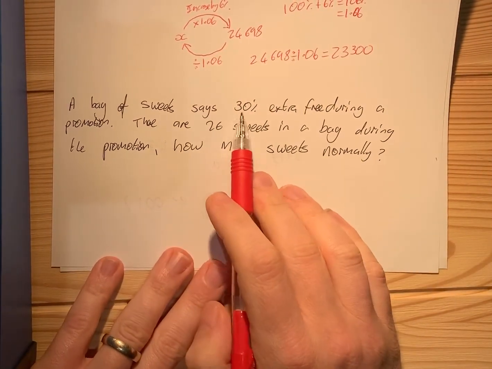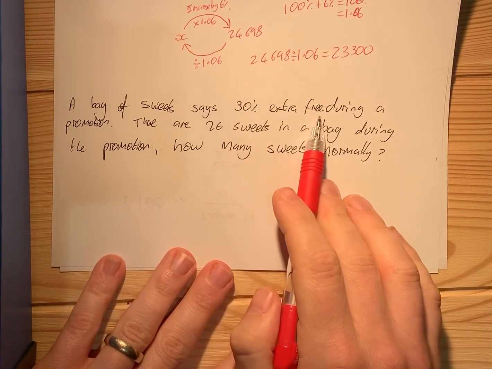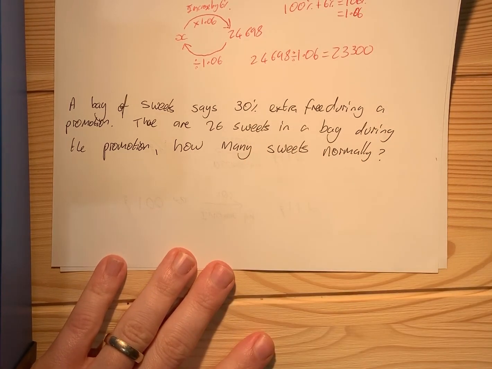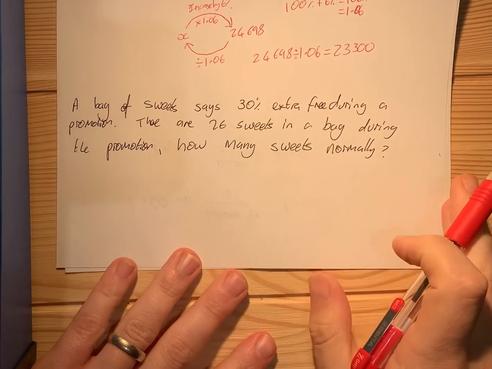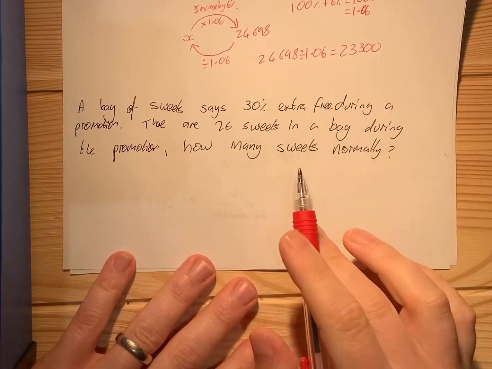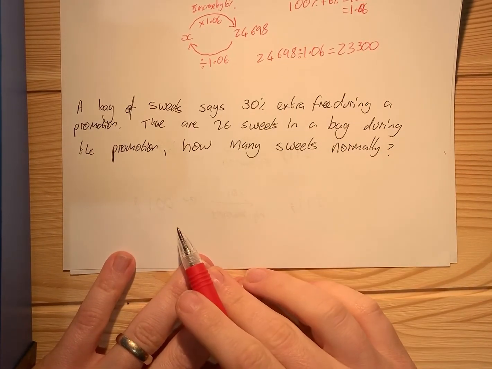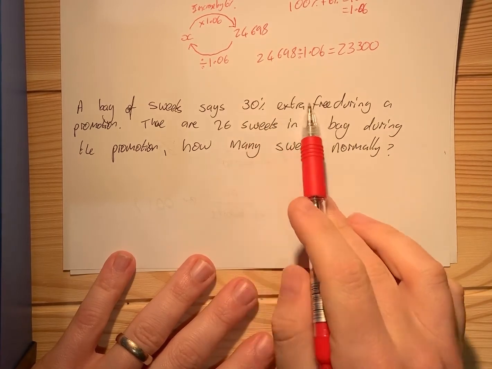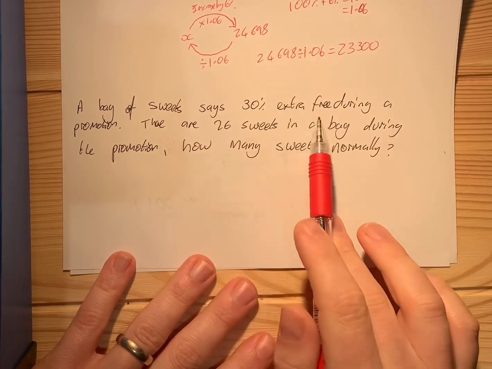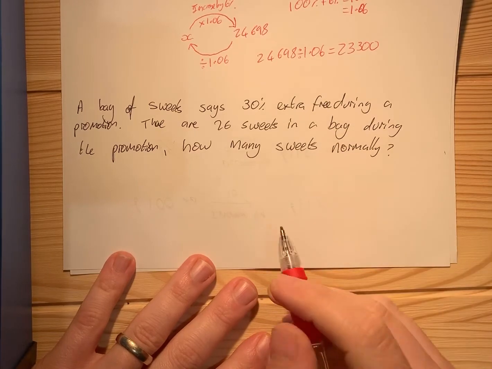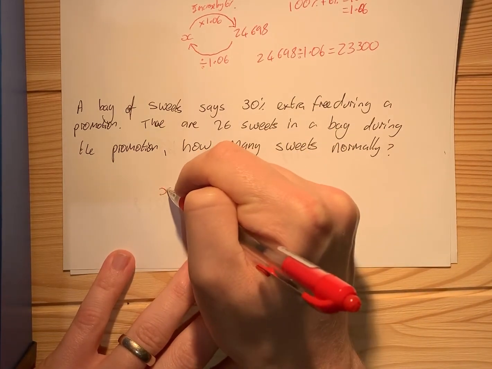Bag of sweets says that there are 30% extra free during a promotion. There are now 26 sweets in a bag during the promotion. How many sweets are there normally? Okay, so during the promotion, 30% extra free. There are 26 sweets during the promotion. How many normally? So we had an amount.